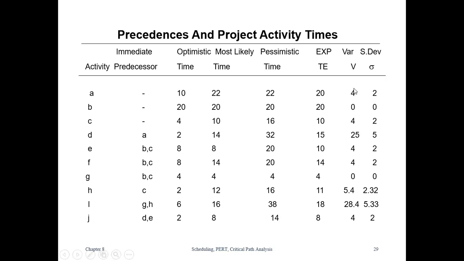Then the variance is calculated by the equation, as we already said, B minus A divided by 6, the whole square. Then you can go for the standard deviation, which is nothing but the square root of the variance.